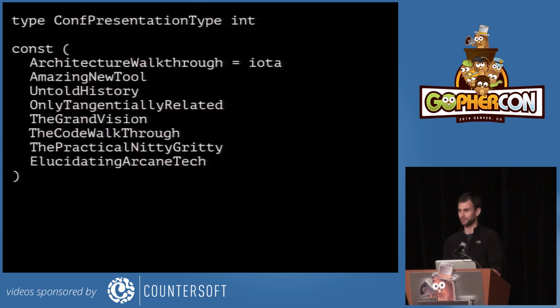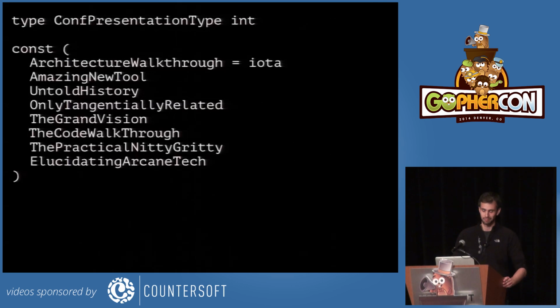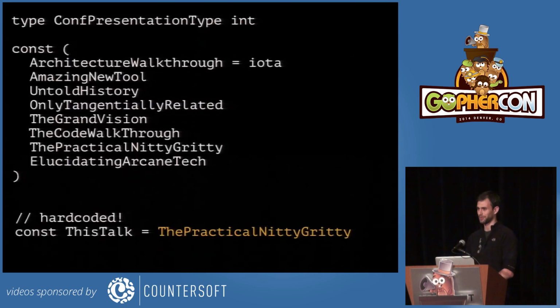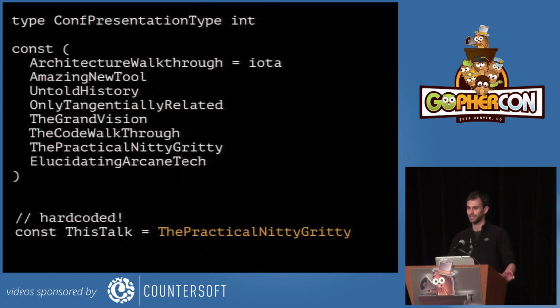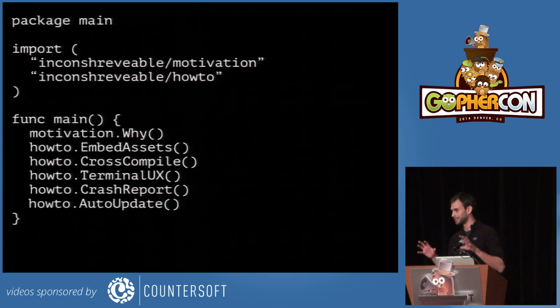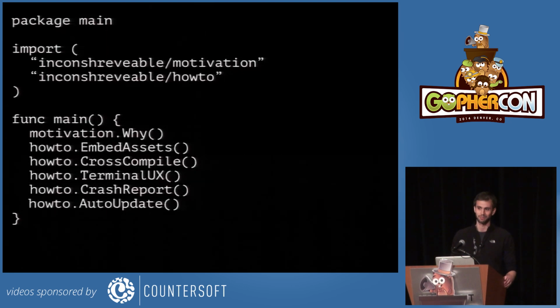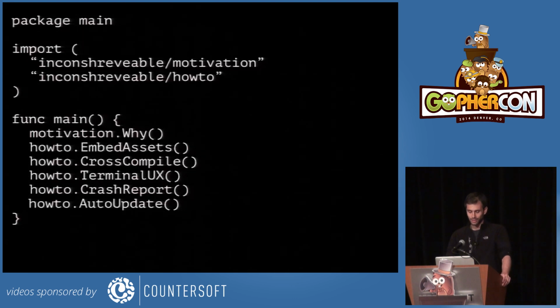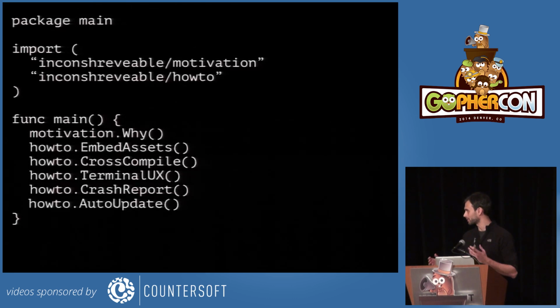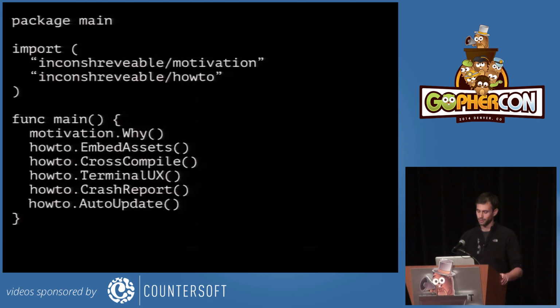So I just want to give you an idea of exactly where we're going with this presentation. This one is going to be focusing on the practical nitty-gritty kind of stuff. It's not every day that I get to talk to so many gophers, so I want to go into the real details, sink into some of the things that most of the time I don't get to talk about. So just a quick overview of what we'll talk about: a motivation about why we're talking about these things, and then I'll talk about how to embed assets in your programs, how to cross-compile, how to deal with terminal UX, how to do crash reporting, and how to do auto-updating.